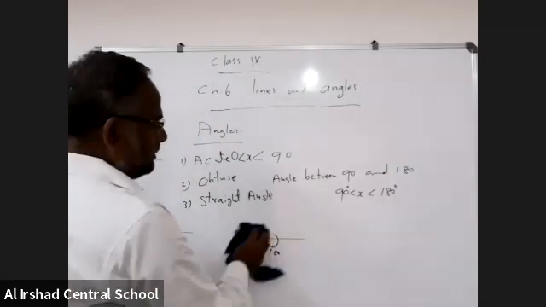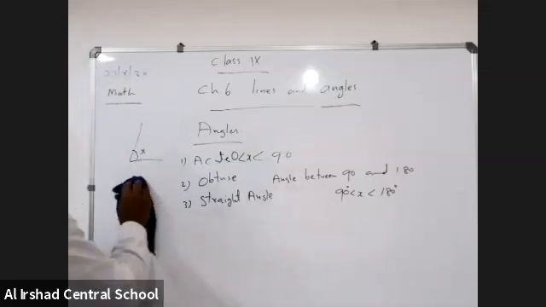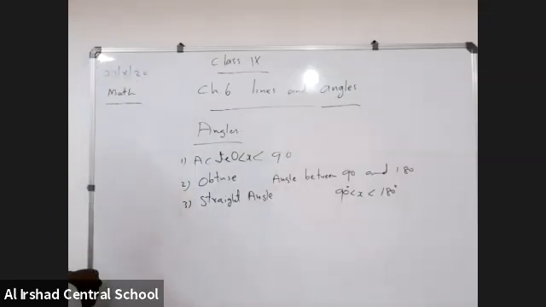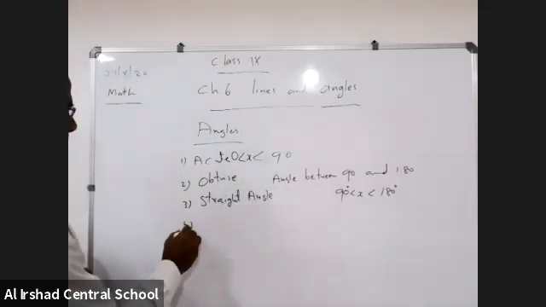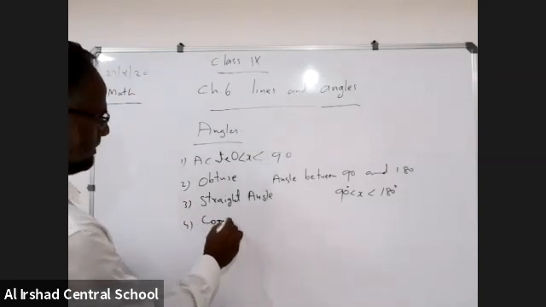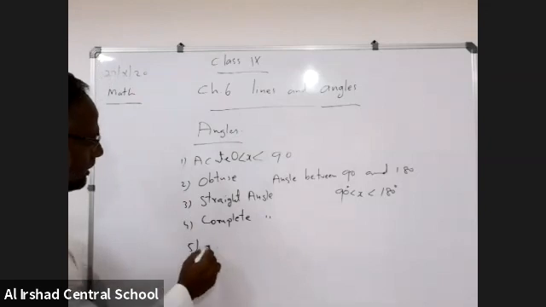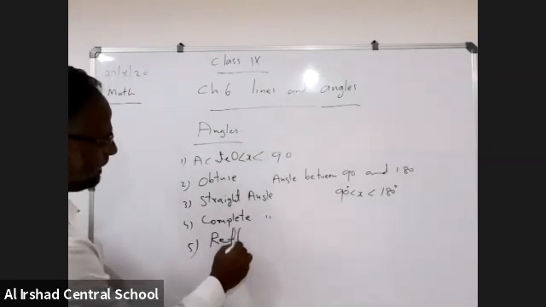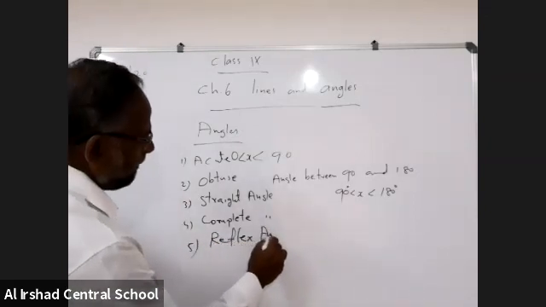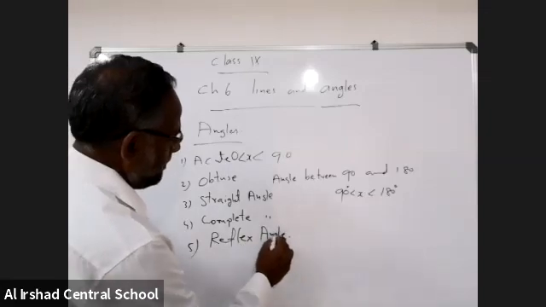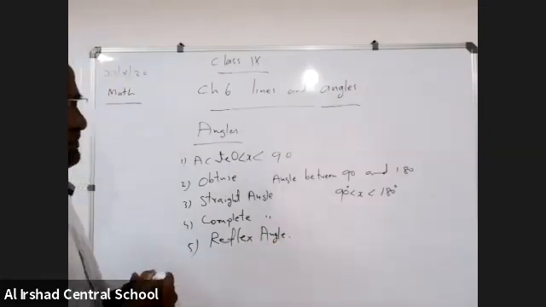Now, a circle. Total angle of circle is 360. Now, complete angle. That is complete angle. Another one, reflex angle. What is this? What is reflex angle?